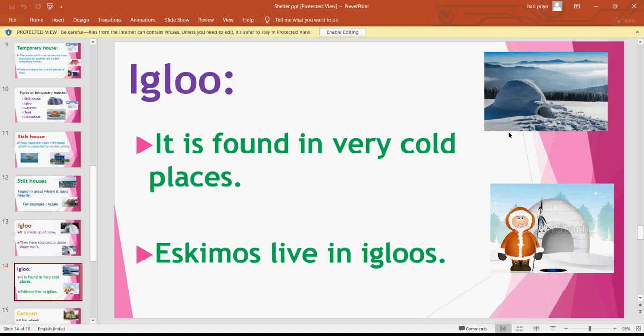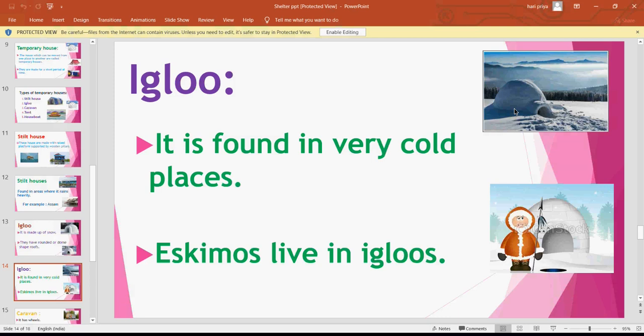And an igloo is very small, right? It's made up of snow, and it is very small. Who can live in this place? Most probably Eskimos live in igloos. Eskimos are people who live in igloos, and they are found in colder regions. So Eskimos are living in these igloos, and igloos are found in very cold regions. So most probably if you go to any colder places, you can find these igloos.